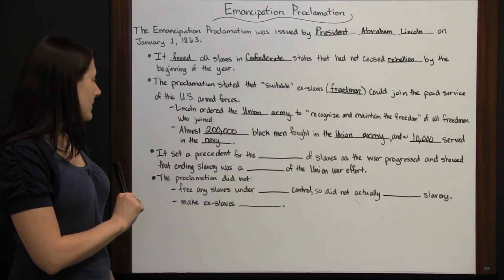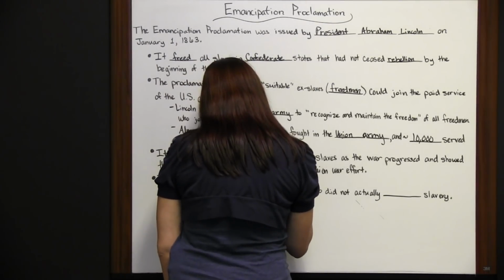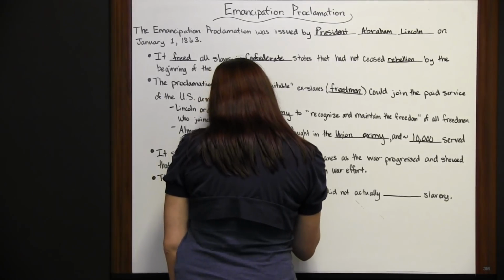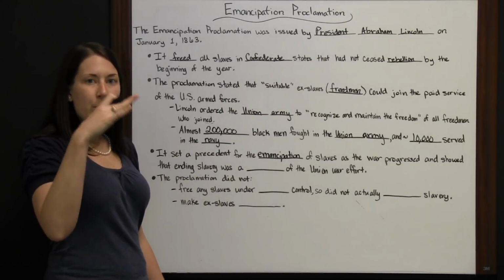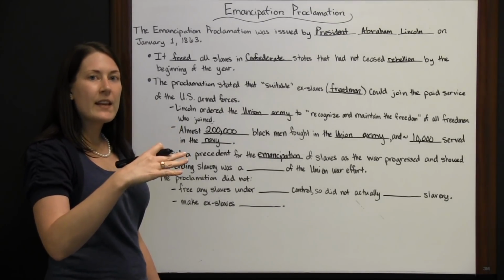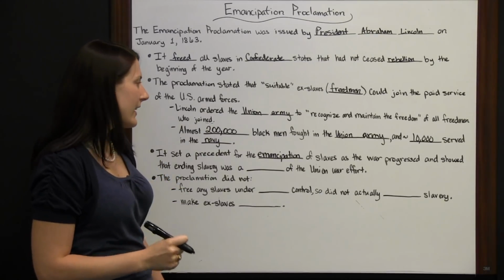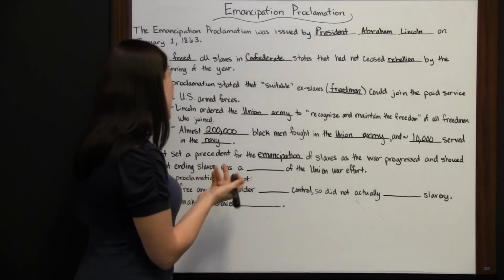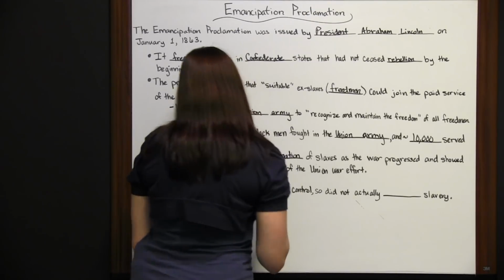The proclamation also set a precedent for the emancipation of slaves as the war progressed. So as they moved steadily south and they started to control more southern areas, they would free the slaves in those areas. And it showed that ending slavery was a goal of the Union war effort.